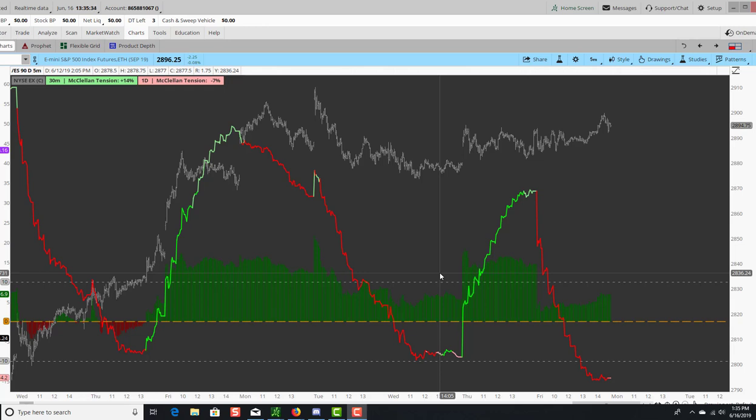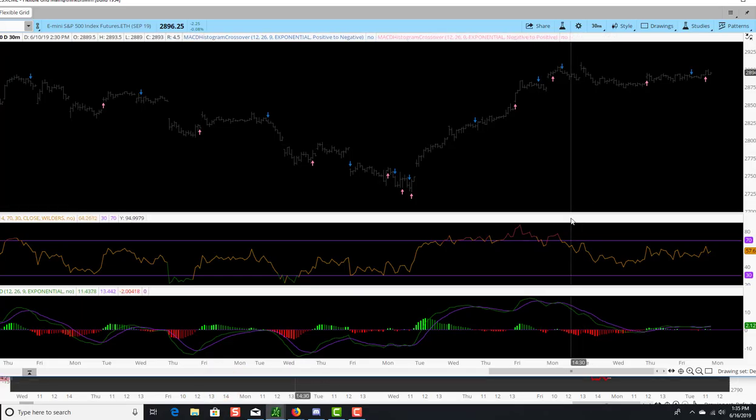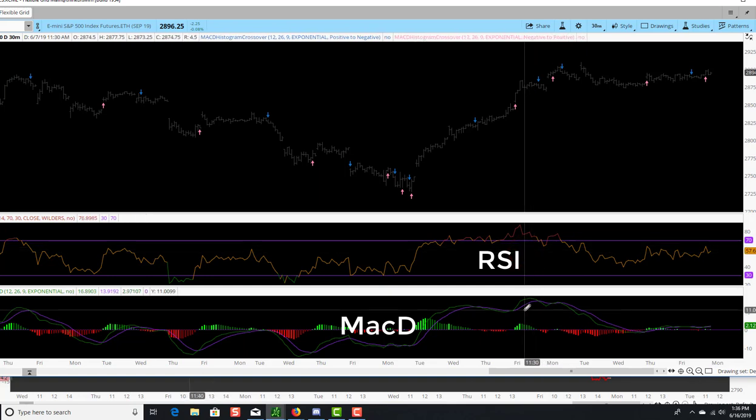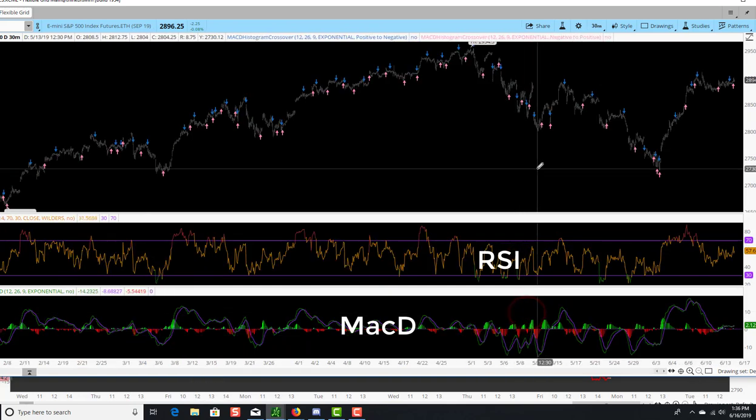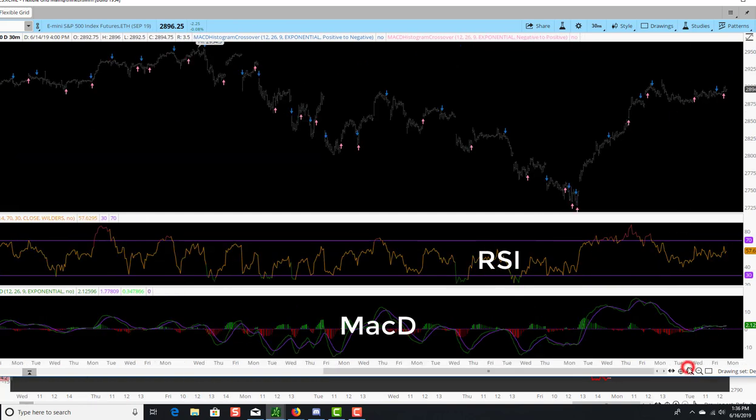Now, this is nicey tension right here, and you can see that there are no signals on it. It's basically telling us the broad market structure and its relationship to price. So let me show you what I'm talking about, and I'll go over some familiar tools that most people know about. Here's a 30-minute chart, here's the RSI, the MACD is right here, and I have MACD crossovers plotted on price.